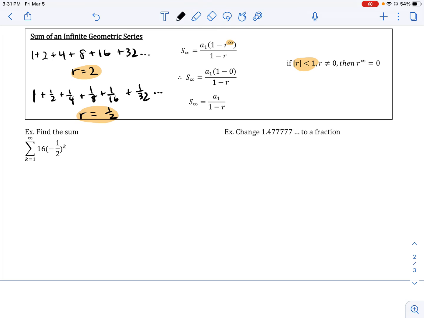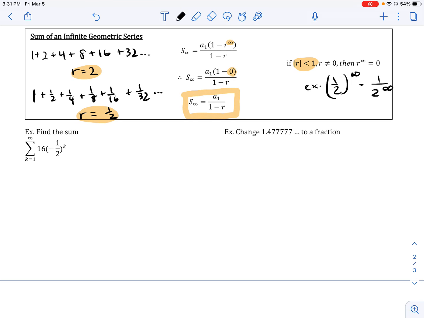If you take a fractional value, for example, 1/2 and raise it to the infinity power, that's equivalent to 1 over 2 to the infinity, right? And so again, that denominator is going to continue to grow, which makes this entire ratio, as we raise this fraction to the infinity power, get closer and closer to 0. And when you have 1 minus 0, that's just 1. And what is 1 times a sub 1? It's just a sub 1. So we have this formula here.